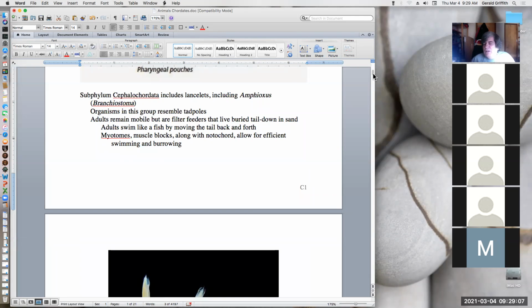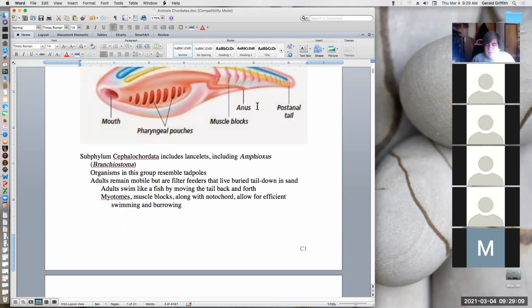So if we look at the phylum Chordata, it's divided into several subphyla. One of the subphyla is the Cephalochordata, which really only includes one type of organism, some things called lancelets, or the genus name is Amphioxus, or sometimes it's Branchiostoma.